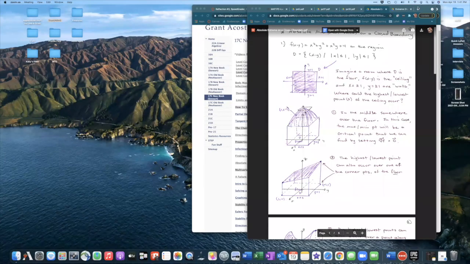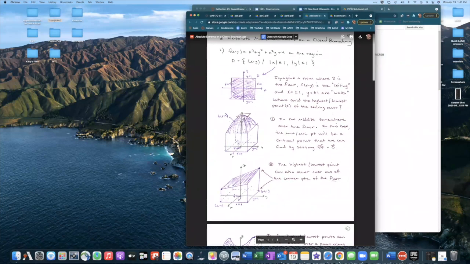So looking at this, imagine a room where R or D is the floor and f of x, y is the ceiling. And x equals ±1, y equals ±1 are the walls. Where could the highest and lowest points of the ceiling occur? You could have a ceiling like this, where the highest point is just some point in the middle, a vaulted ceiling. And the minimum points are actually every point along the boundary. So you can have more than one. You can actually have an infinite number of minimums.